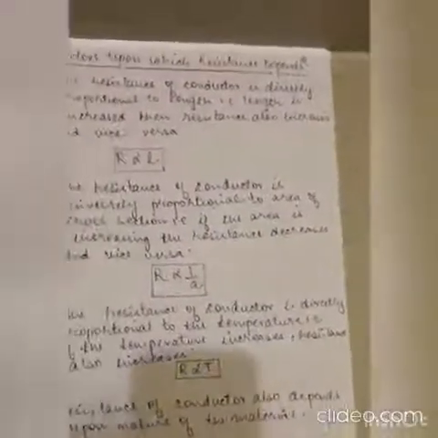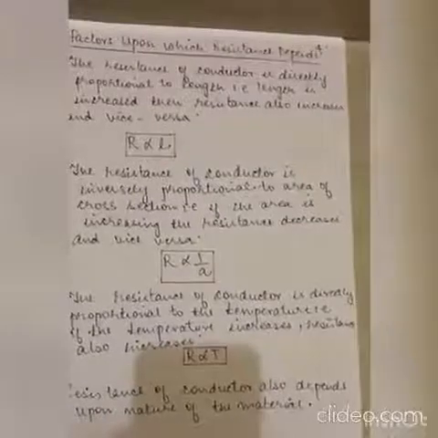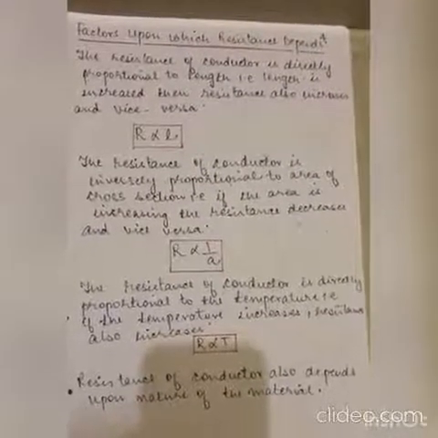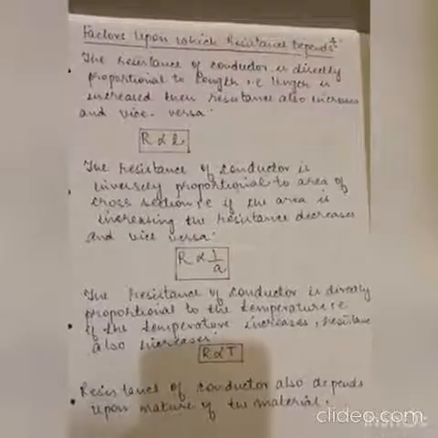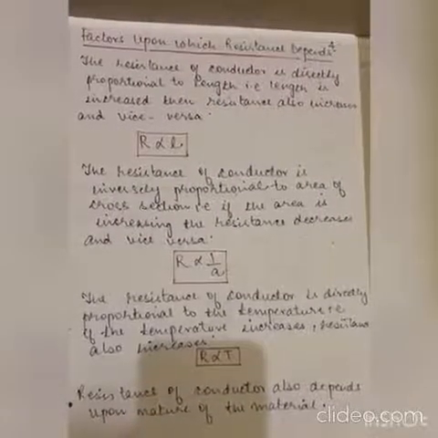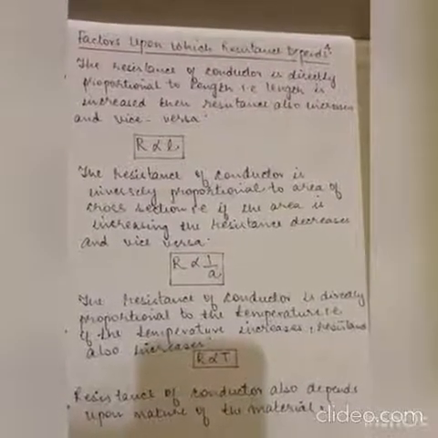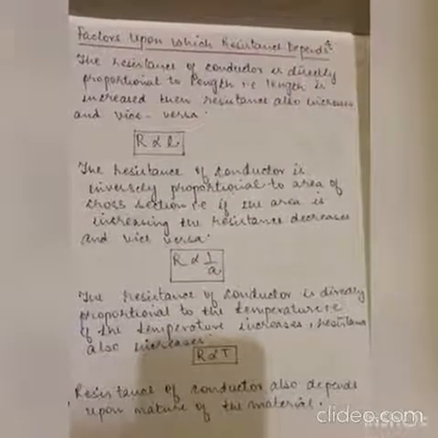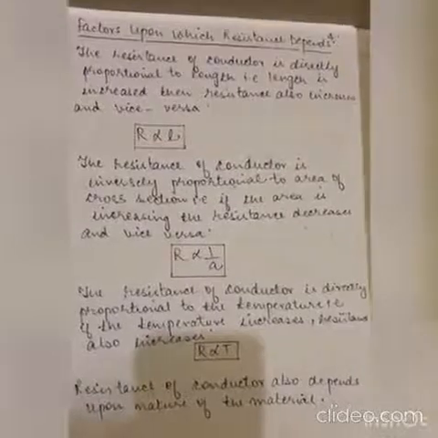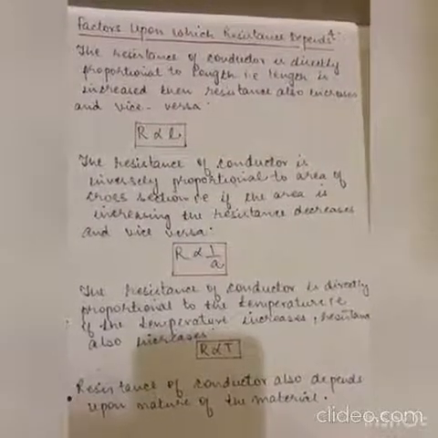Next is, what are the factors on which resistance depends? First factor is length. The resistance of a conductor is directly proportional to length. That is, if length has increased, then resistance also increases and vice versa. So we can say that resistance is directly proportional to length of the conductor.